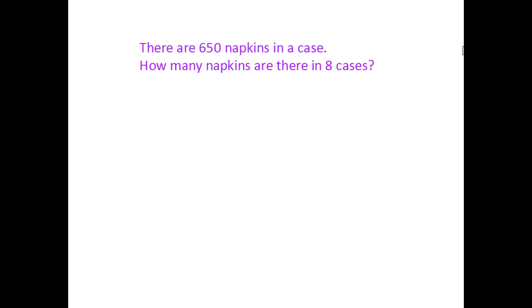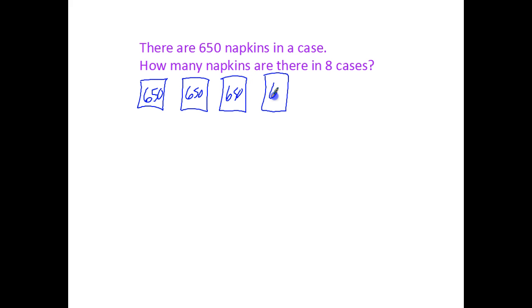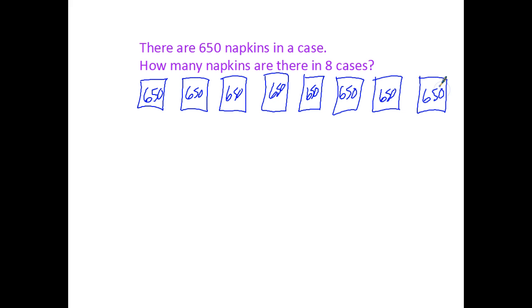There are 650 napkins in a case. How many napkins are there in 8 cases? You could do this problem by drawing a picture and saying that there are 650 napkins in a case, and another 650, and another 650, and so on. And then I could just add all the napkins together. That would give me 650, adding them 8 times. But since multiplication is really repeated addition, I can just do 650 times 8.